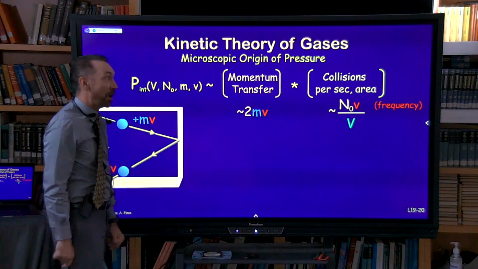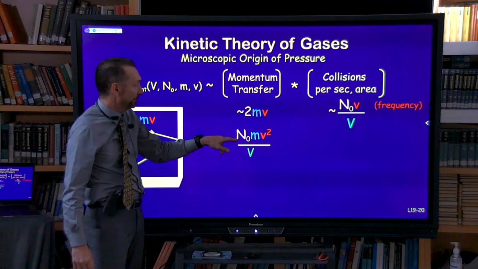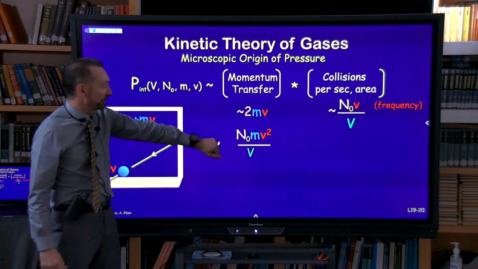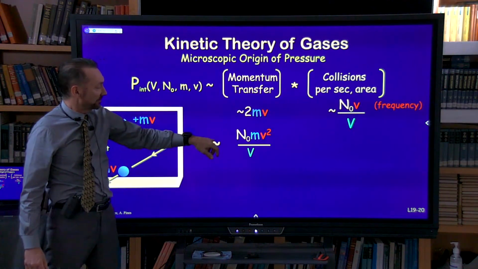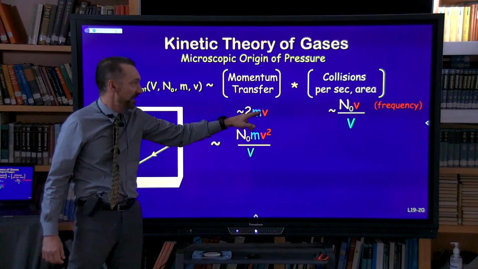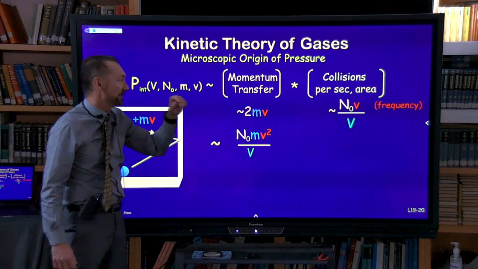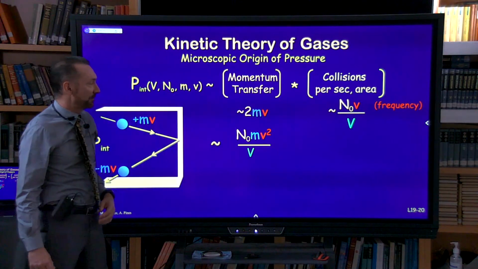We haven't done all the math. So let's multiply those two things together. So the pressure goes as, that's what the squiggly means, the number of particles, their mass and velocities. Two factors of the velocities come in, one from the frequency of the collisions and one from their momentum, divided by the volume.